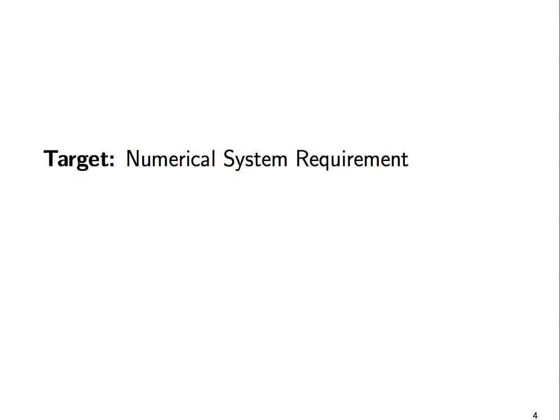Here, we use the term target to represent system requirements that are numerical, such as fuel economy or acceleration performance. It's important to keep in mind that in systems engineering, requirements are often textual, and the process of setting numerical system targets based on textual requirements is by itself an important step in the system development process.